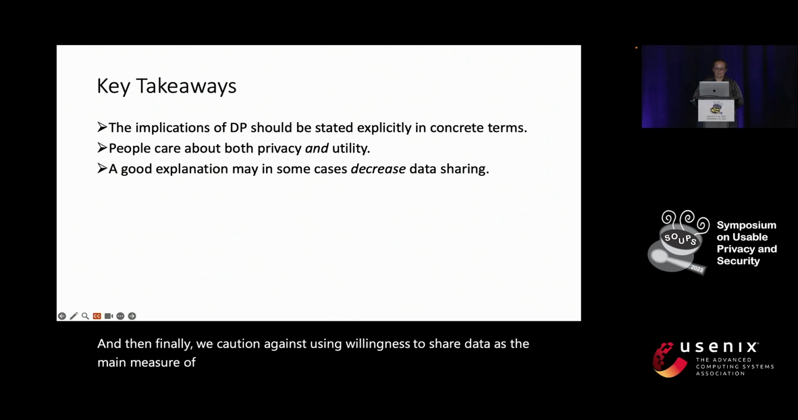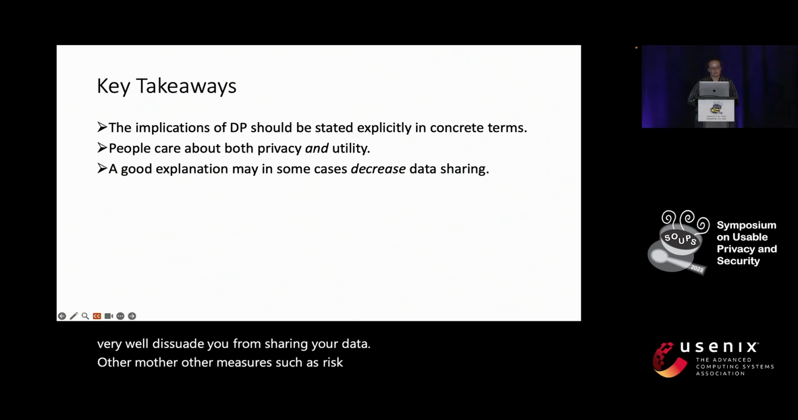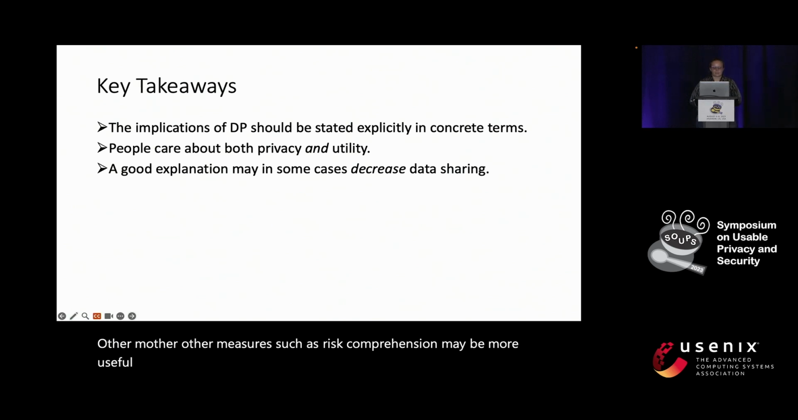And then finally, we caution against using willingness to share data as the main measure of explanation quality, because a good explanation may, in some cases, decrease data sharing. For example, if you're particularly concerned about data misuse, a good explanation of central differential privacy may very well dissuade you from sharing your data. Other measures, such as risk comprehension, may be more useful indicators of explanation quality.